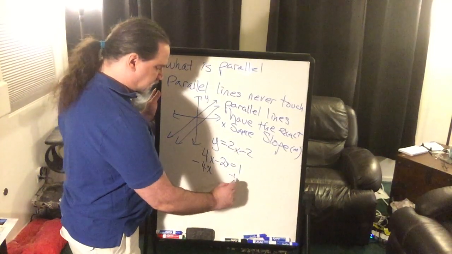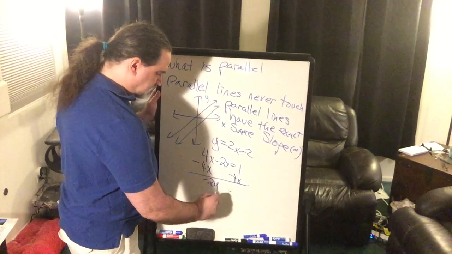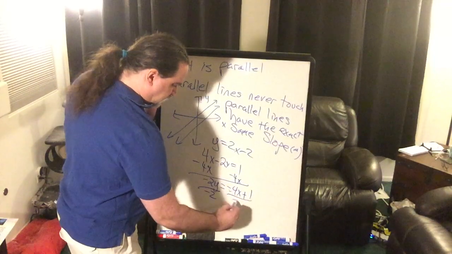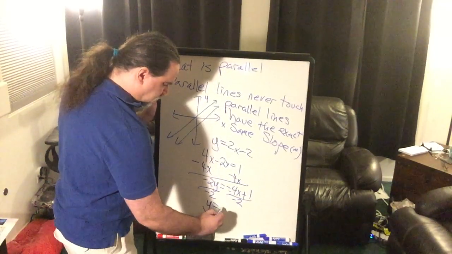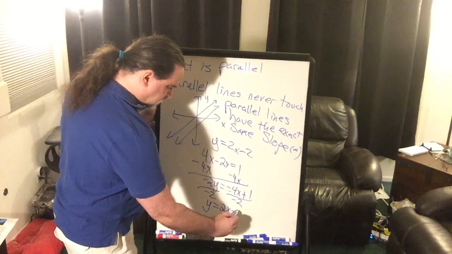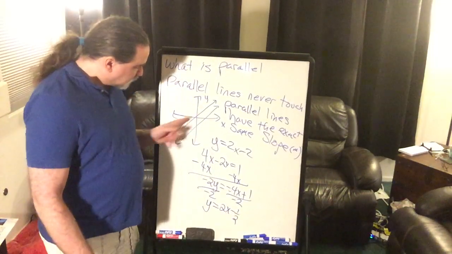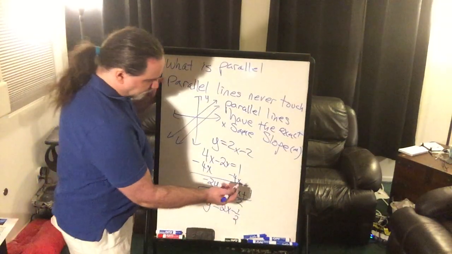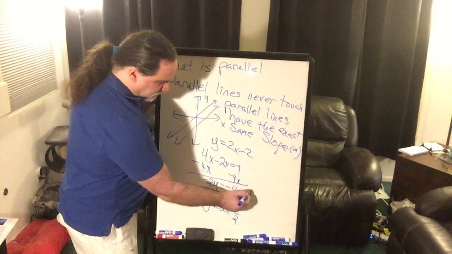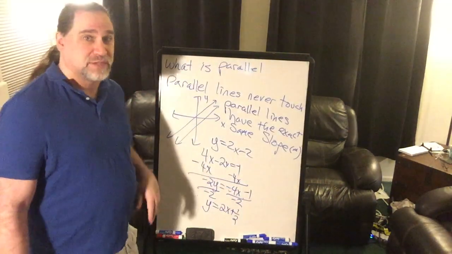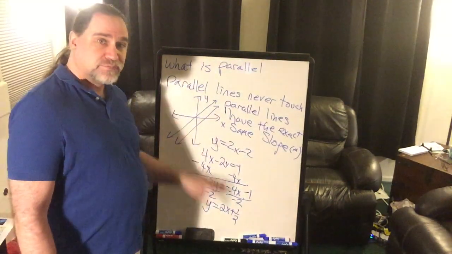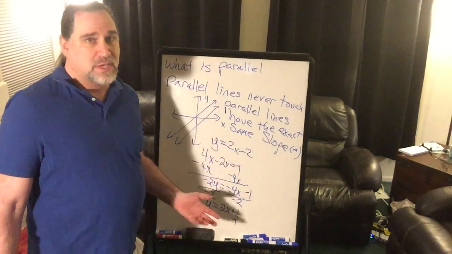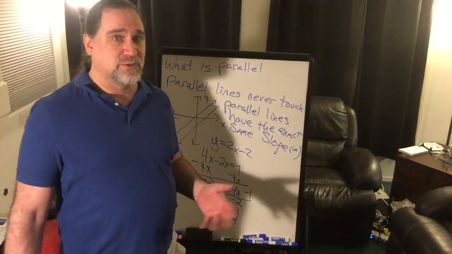I would subtract the 4x from both sides, and then divide everything by negative 2. And I get y equals 2x minus 1/2. That might not represent this line because I got a negative 1/2 when I should get a positive 1/2, so let me change that. Now it is the equation that I wanted. So by changing the equation into slope-intercept form, I can tell if the slopes are the same, and that tells me whether the lines are parallel or not.